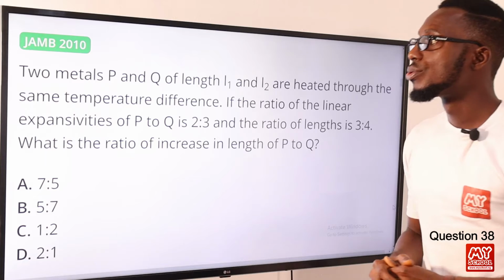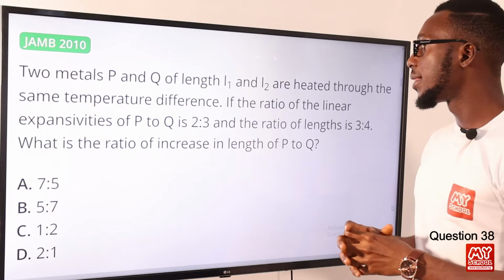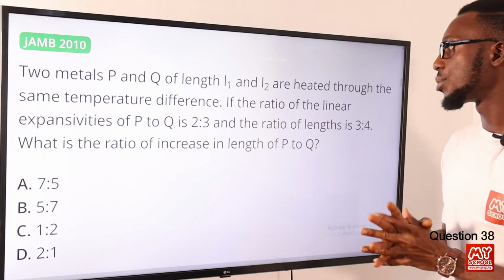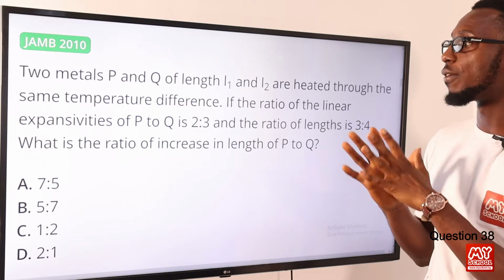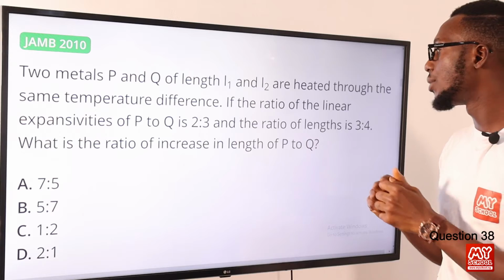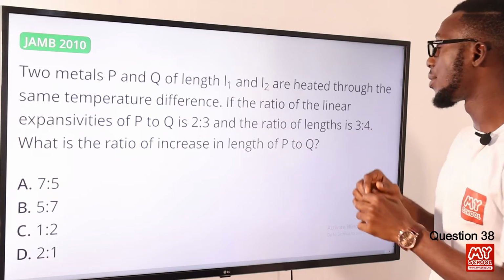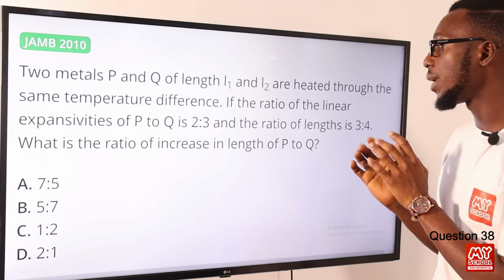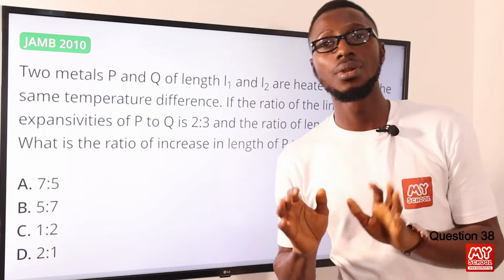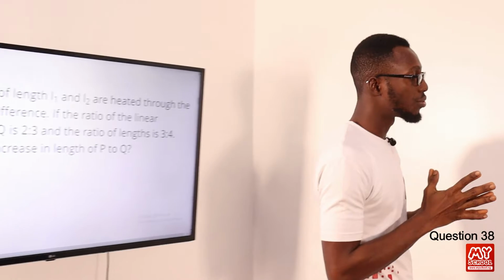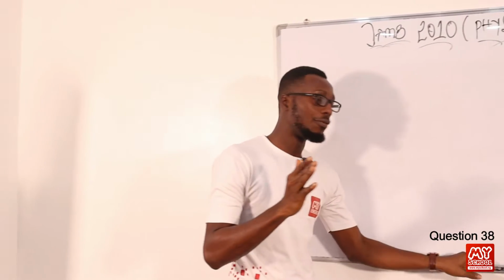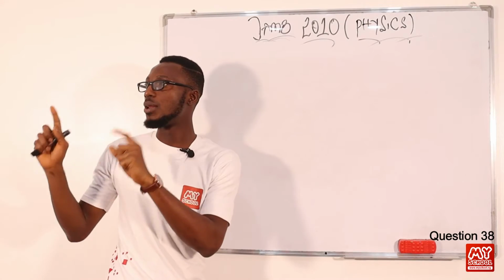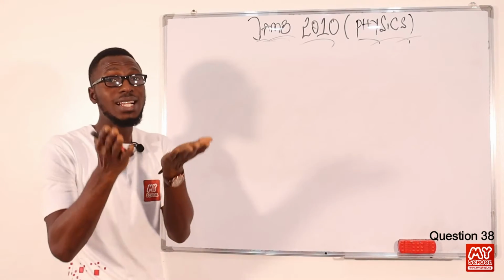38. Two metals P and Q of lengths L1 and L2 are heated through the same temperature difference. If the ratio of the linear expansivity of P to Q is 2:3 and the ratio of the lengths is 3:4, what is the ratio of the increase in length of P to Q? This is what we are going to do: we are just going to use the concept of ratios. We are told that two metals, P and Q, of lengths L1 and L2. So we are talking about linear expansivity right here.